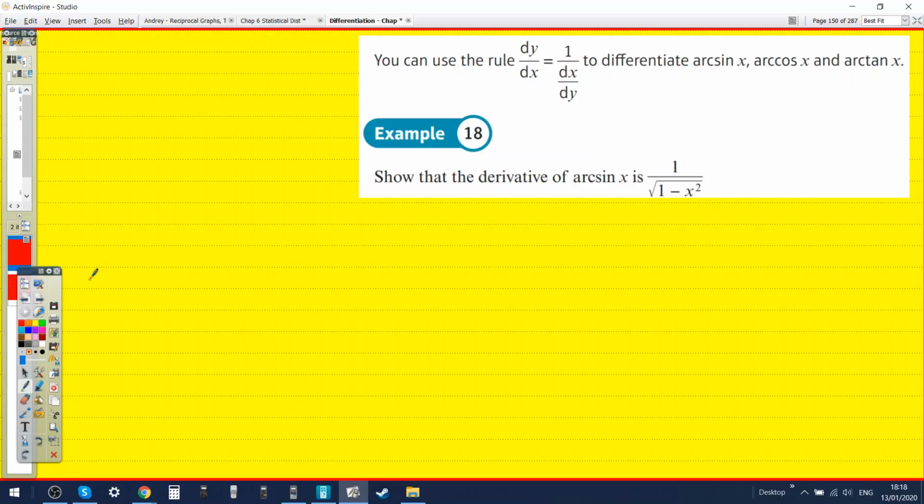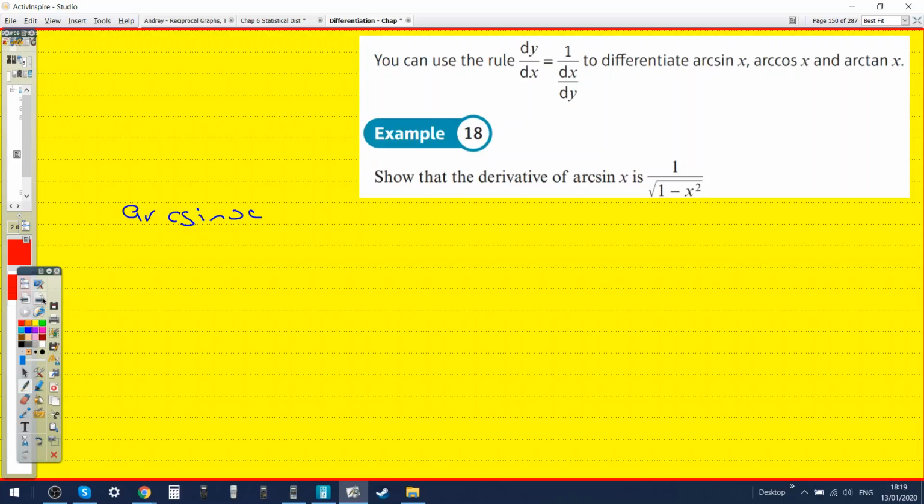Any idea about this one? So the rule dy over dx equals 1 over dx over dy. Differentiate arc sine. Show the derivative of arc sine is 1 over root 1 minus x squared. So they're saying arc sine is sine to the minus 1. They want to find 1 over dx over dy. Could you just differentiate it normally and then do 1 over? Yep. So dy dx of sine, which is equal to cos x, I think it is.